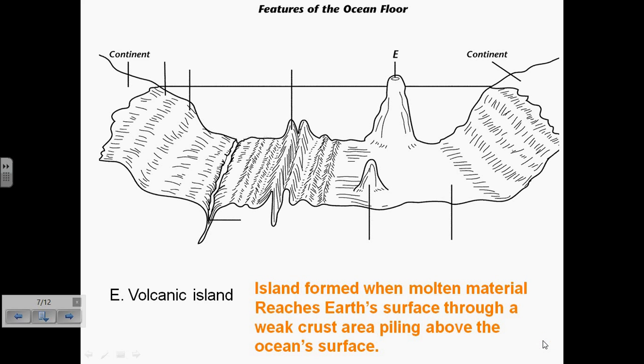Next, for letter E, we have a volcanic island. Now this is an island formed when molten material reaches Earth's surface through a weak crust area, piling above the ocean's surface.